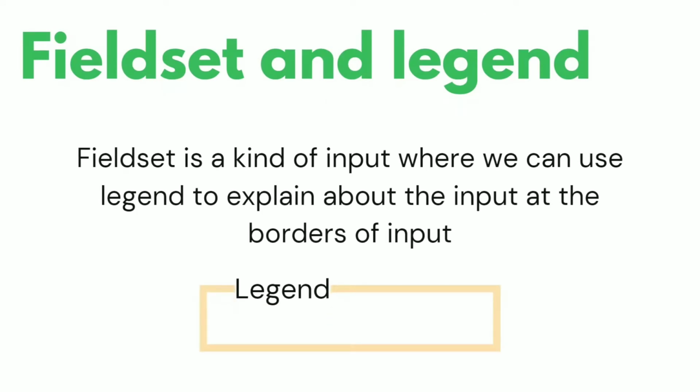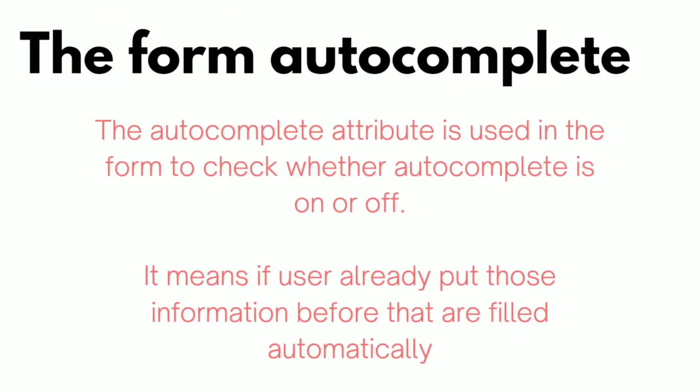At last we have field set and legend. Whenever you visit Google Forms, have a look at how the labels are present. Labels are present on the borders of that input, and it is possible with a field set and legend. We create a field set as a parent tag and legend as a child tag, and if we create that, whatever name you give in the legend is displayed on the border of that field set. This is how we create these border labels.